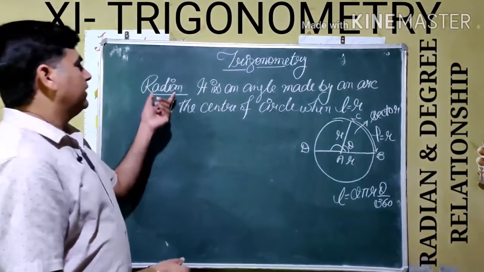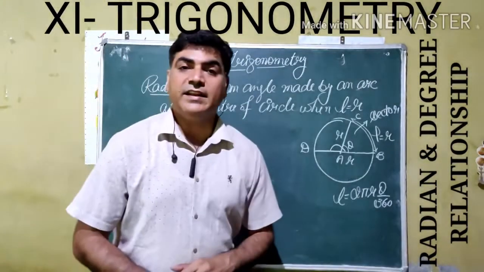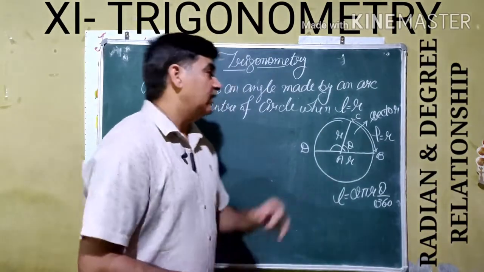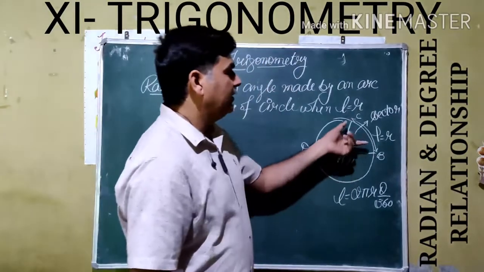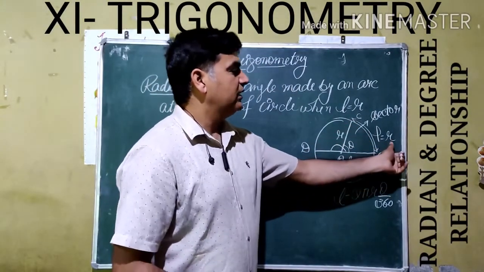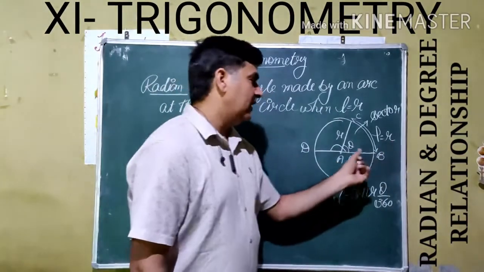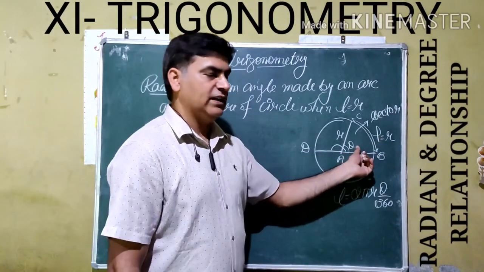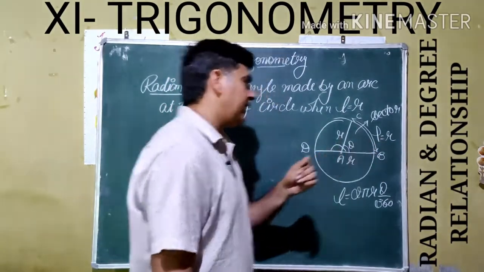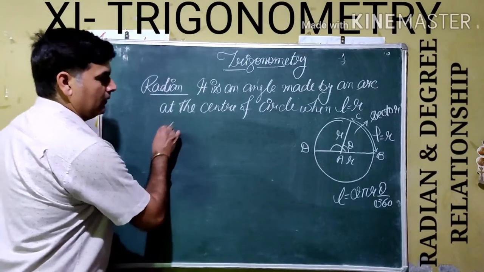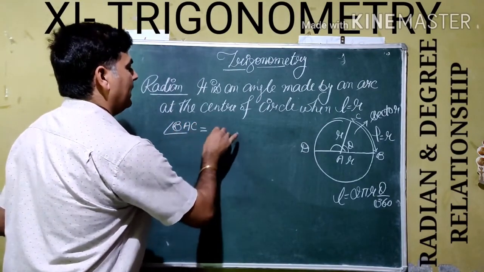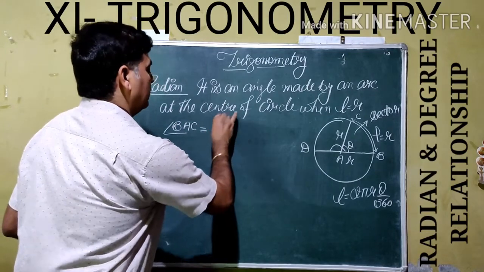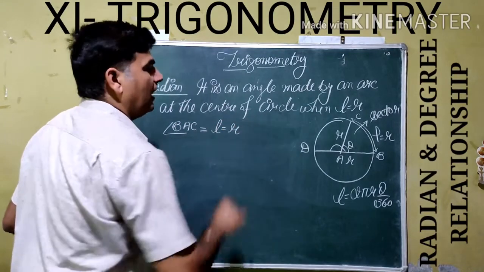If you see here, what is a radian angle measurement? An angle is said to be one radian when the length of arc in a sector is equal to the radius of a circle. Then the angle made by this arc at the center is known as 1 radian. If you see here, angle BAC is made by an arc whose length is equal to R.